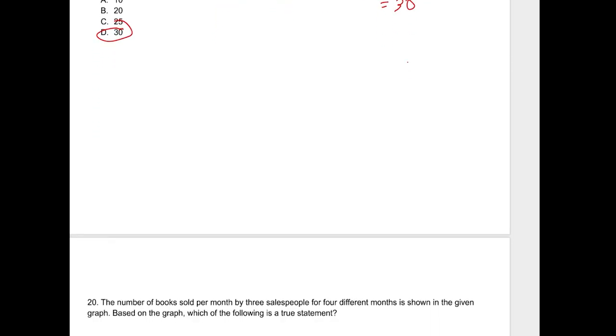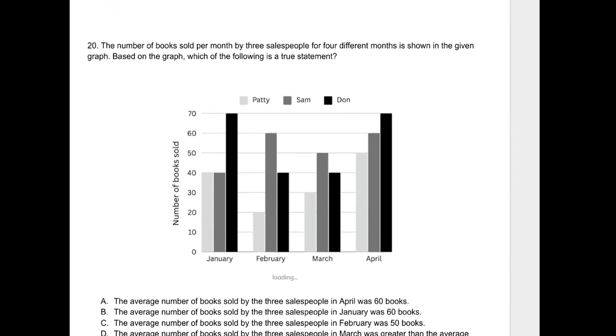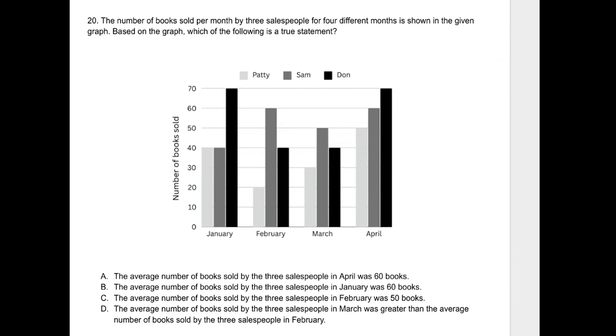And that takes us to our last problem, where we've got this bar graph that we need to interpret. It says the number of books sold per month by 3 salespeople for 4 different months is shown on the given graph. Based on the graph, which of the following is a true statement? And all of these statements have to do with the average number of books sold by the 3 salespeople every month. So let's go through and actually calculate the averages.